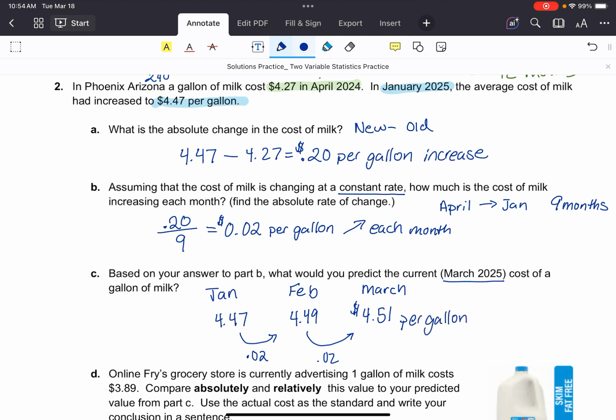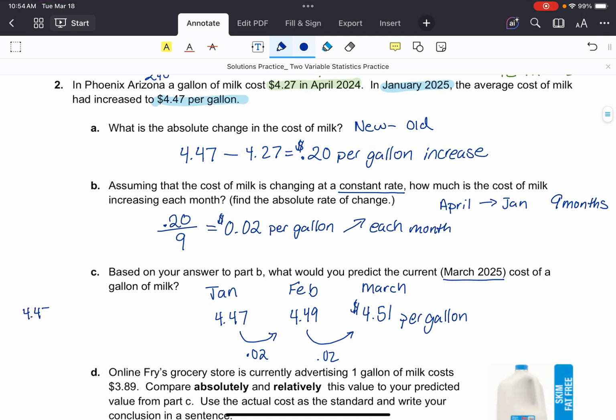And so that's one way to think this through, and I think that's totally a valid way to approach this problem. I could also set up a sort of more formulaic approach, and I might have 4.47 plus, and then I do my 2 cents over 2 months, and I would get the same answer.